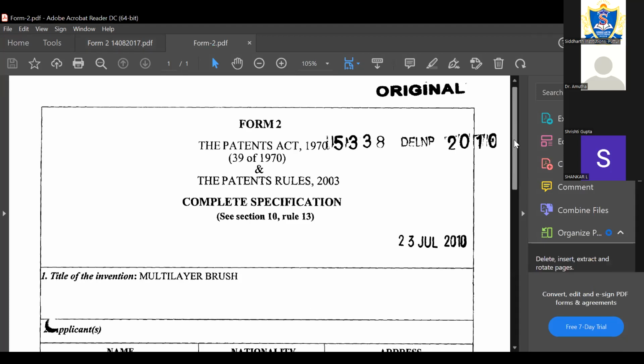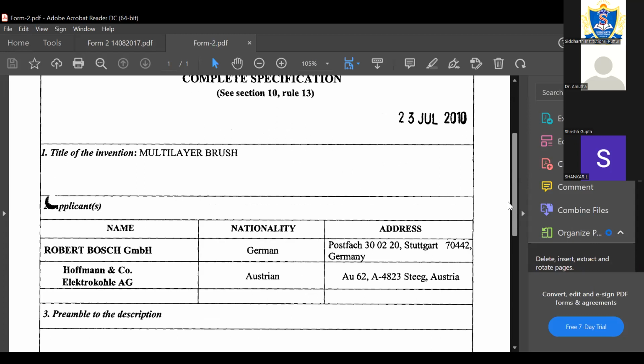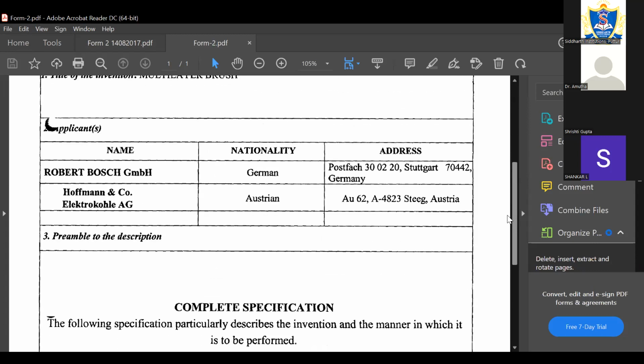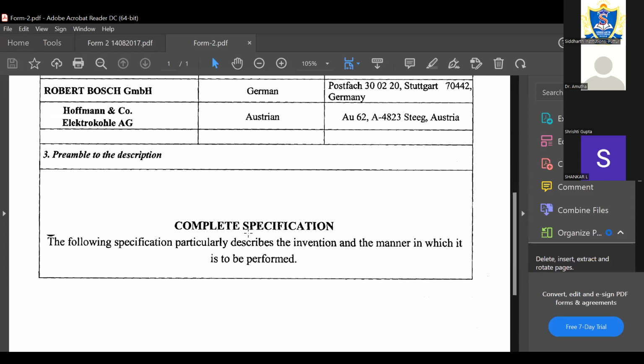In case of a complete, you can see again the same thing. The title is there, and applicant details are there, and the preamble of a complete specification is given as: the following specification particularly describes the invention and the manner in which it is to be performed. This will differentiate whether you're going to file a complete or a provisional specification.